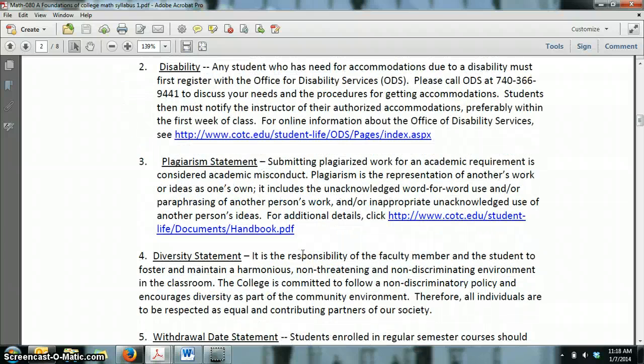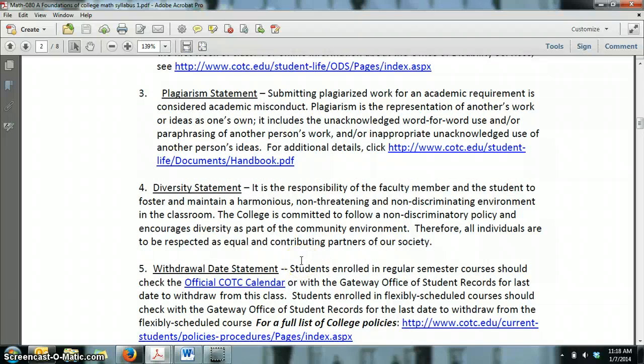Plagiarism statement, please don't cheat. Diversity statement, there's a lot of different people on this campus that you will be working with. I please just ask you to be respectful. It's good training for life in that you're going to have a lot of interactions with people that may not be your best friend, but trying to figure out a good working relationship is a really good skill to have going forward. So please just be respectful of your colleagues.